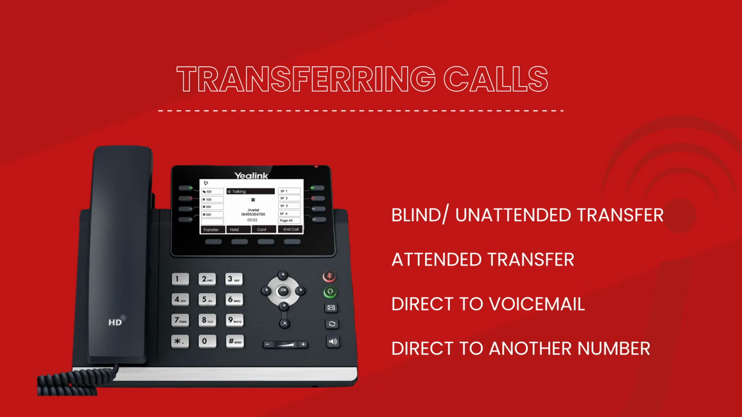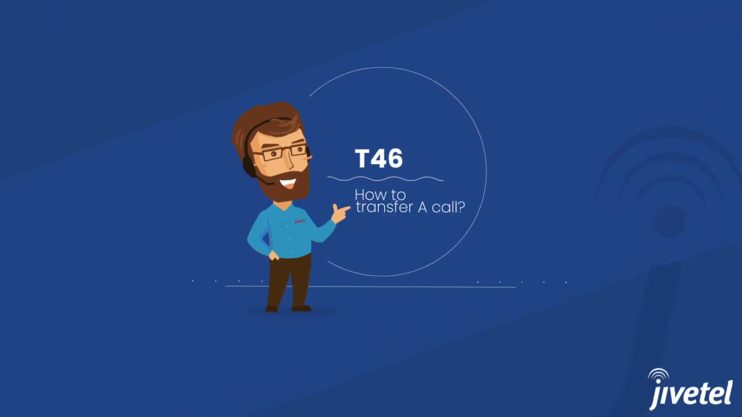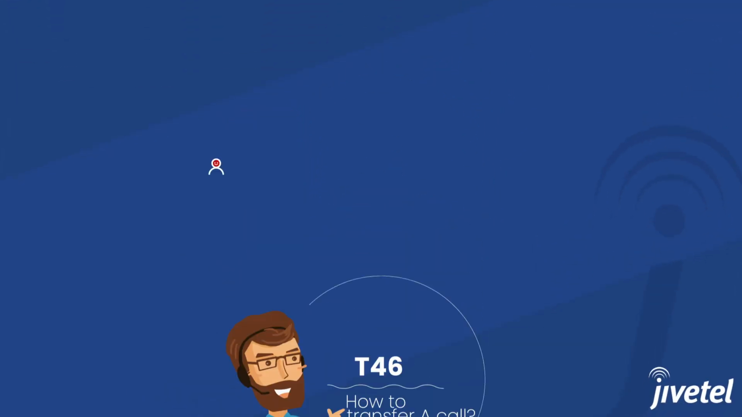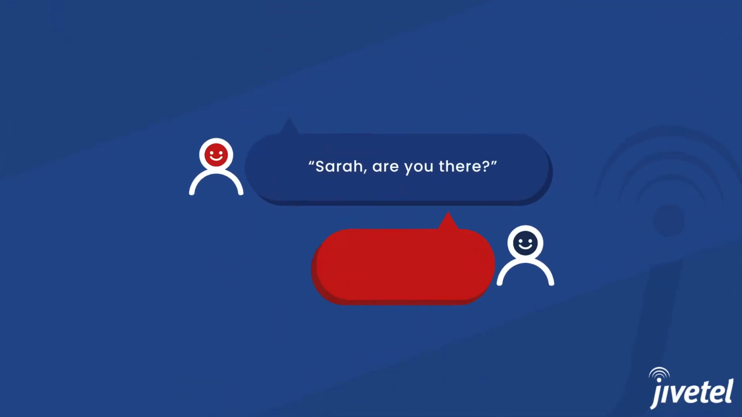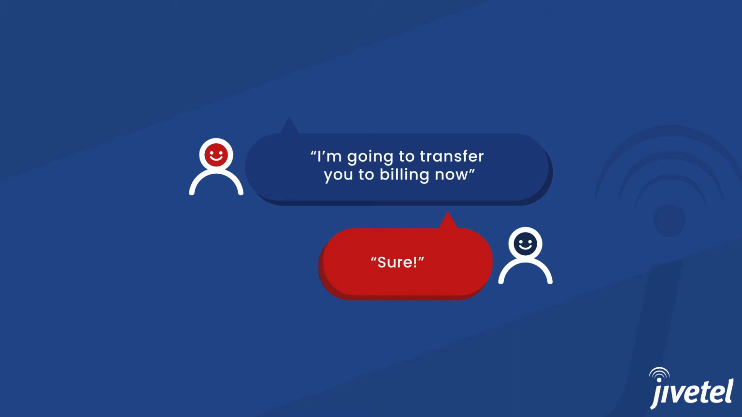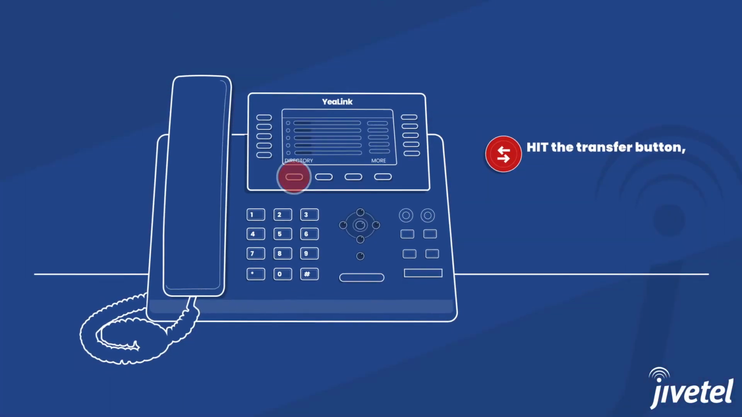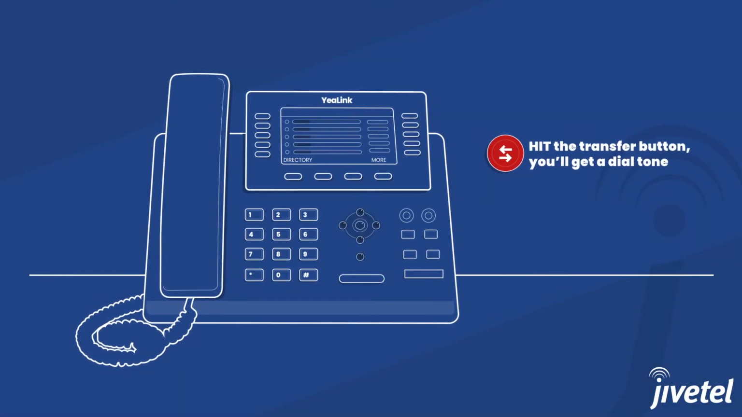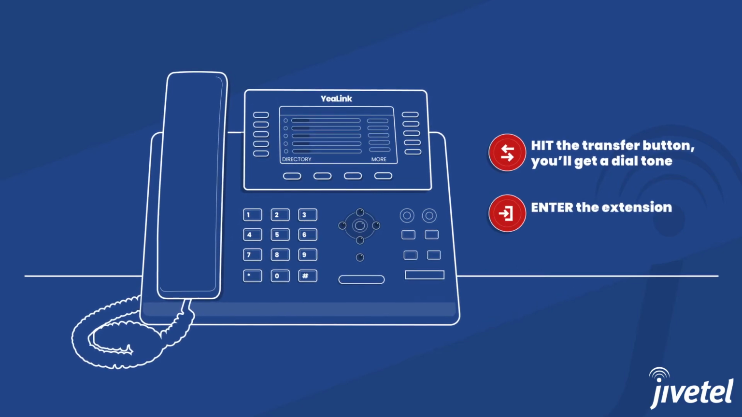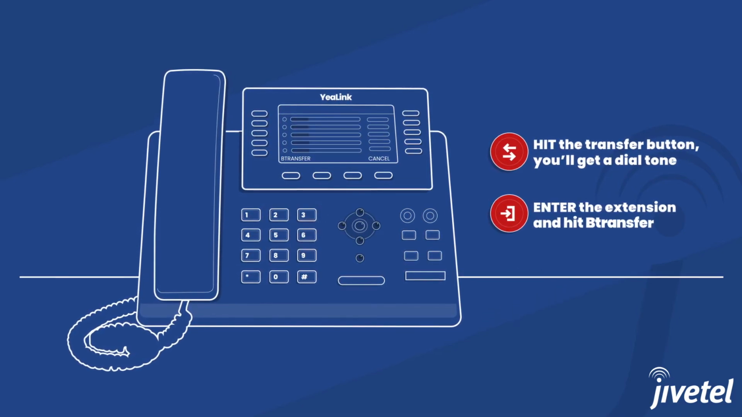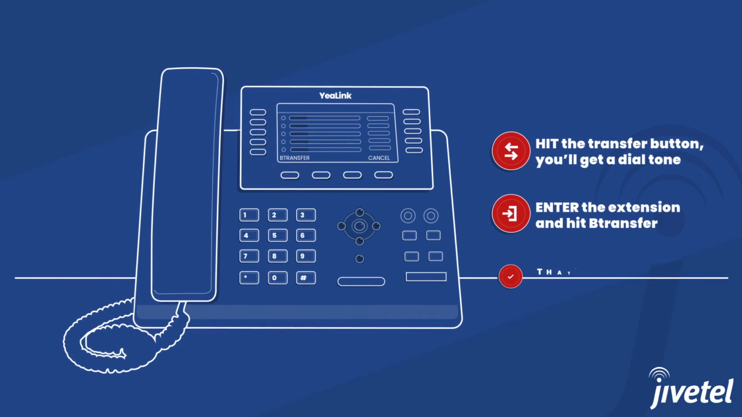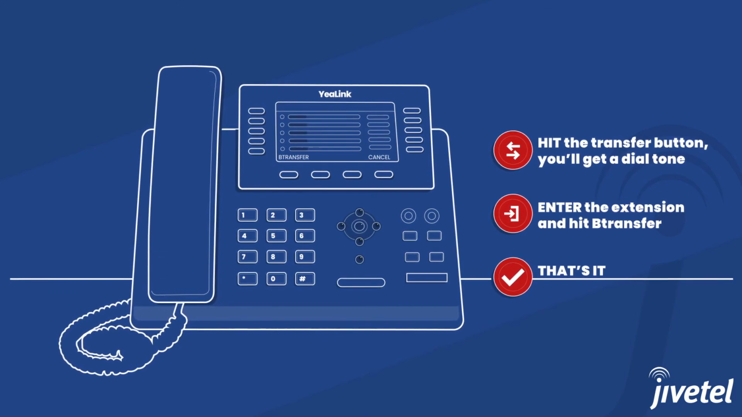Blind or unattended transfer. Hi, let's do a call transfer together. Sarah, are you there? Hi, John. I'm going to transfer you to billing now. Sure. Here's how it works. Hit the transfer button. You'll get a dial tone. Enter the billing extension and hit B transfer. That's it. The phone is now ringing at the right extension.